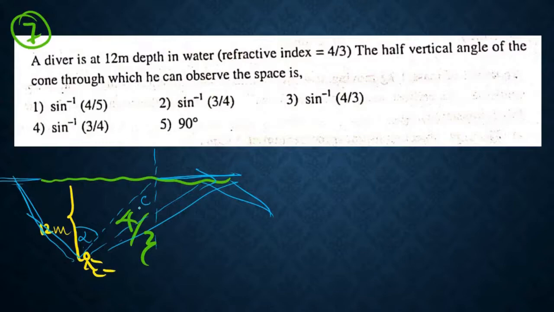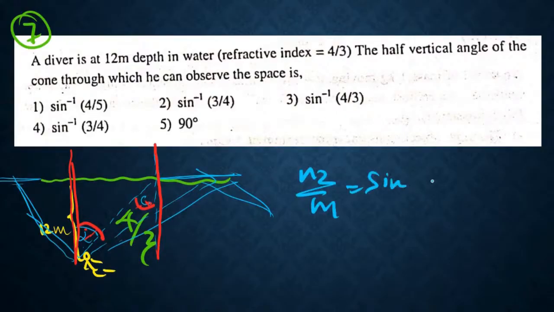If you draw it nicely, you can see it's vertical. This alpha and this C, these two are equal, right? So you should draw it properly, then only you see it. So it's easy now. If you can find the critical angle, then you can easily find this alpha angle, right? Critical angle, n2 over n1 equals sin C. The second medium is this one, first medium is this one.